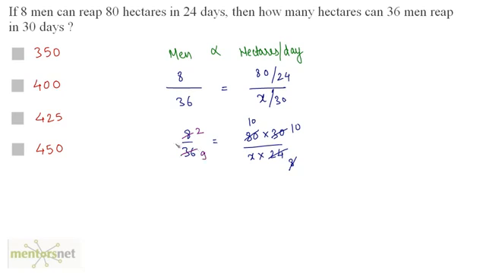So this x goes to the left and this 2 by 9 comes to the right. So I have x is equal to 9 times 10 times 10 divided by 2, that is 900 by 2, and that is equal to 450. So the total hectares that 36 men can reap in 30 days is 450. So option D is the correct answer for us.